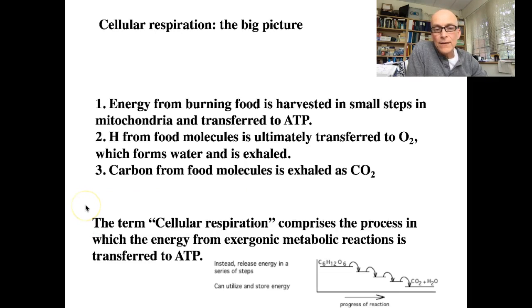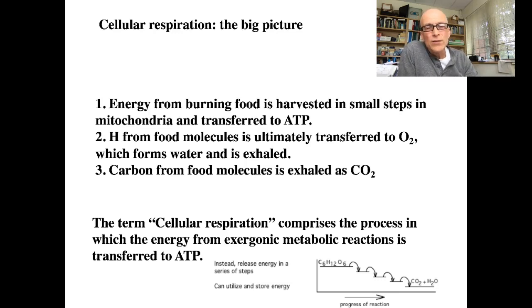So I write here, the term cellular respiration comprises the process in which the energy from exergonic metabolic reactions is transferred to ATP. Okay, so how does this energy transfer happen in chemical reactions? So we want to spend some time looking at energy transfer. I've been talking about how energy is in the form of electron containing bonds, chemical bonds. We talked about all kinds of different bonds.